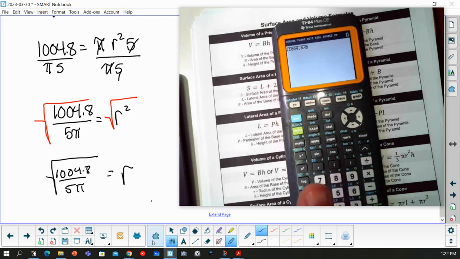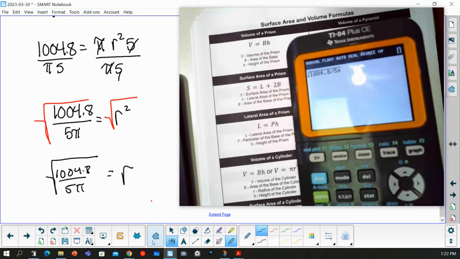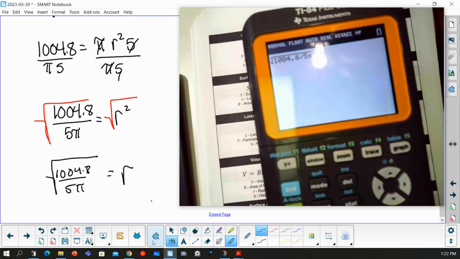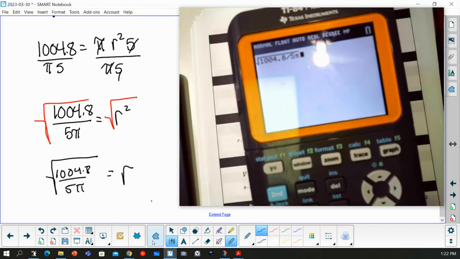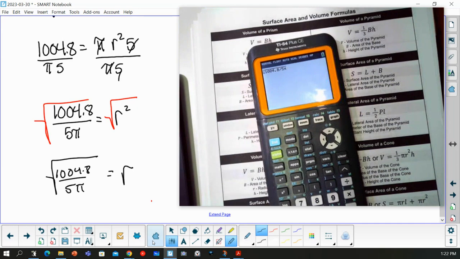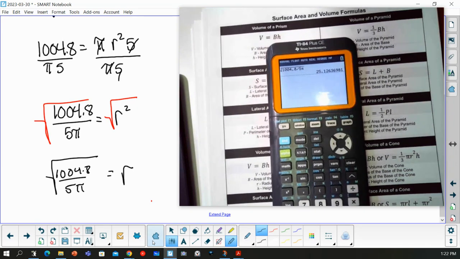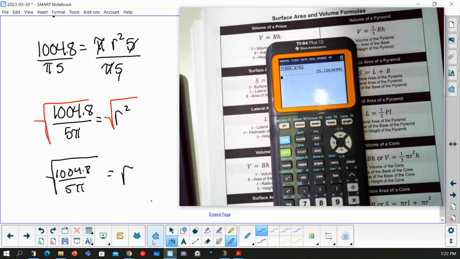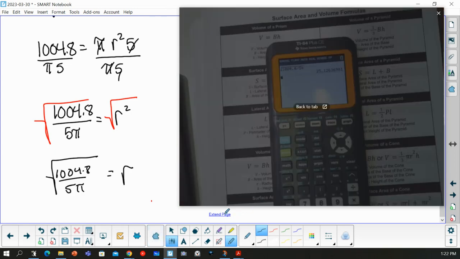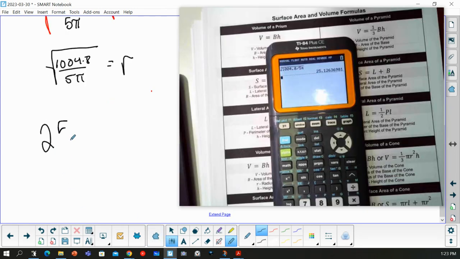The nice thing about this calculator, even your calculator should be able to do this, I can just put the 5 next to the pi for 5 pi. I can get out of that square root by hitting that, but if you see right there, that's what that looks like. Hopefully that's somewhat visible. I know there's a glare, and then I hit enter, and we get 25.126, so 25.1.